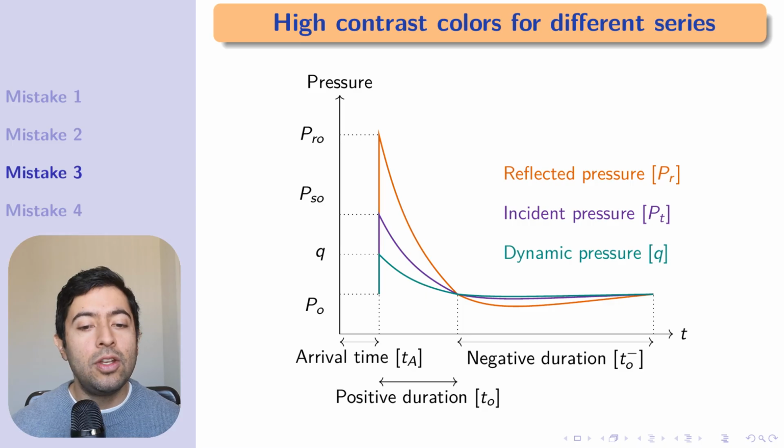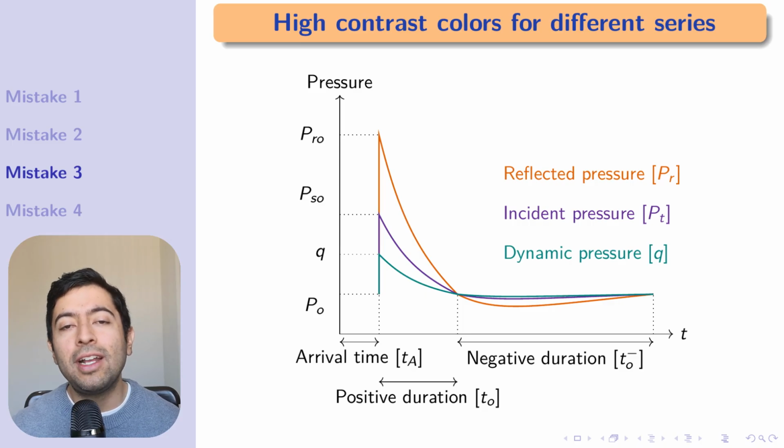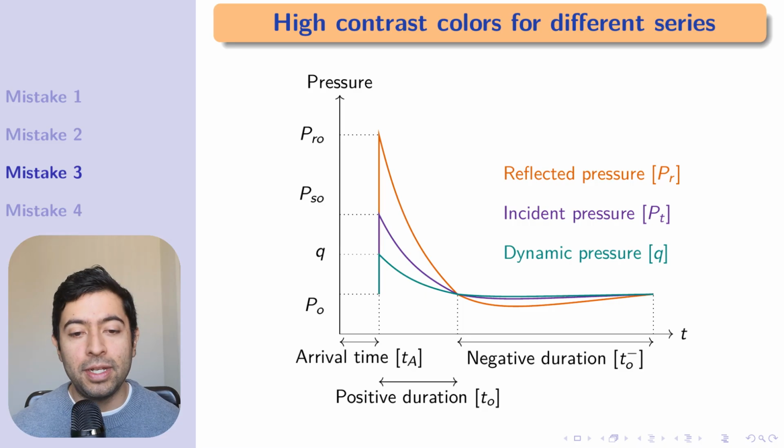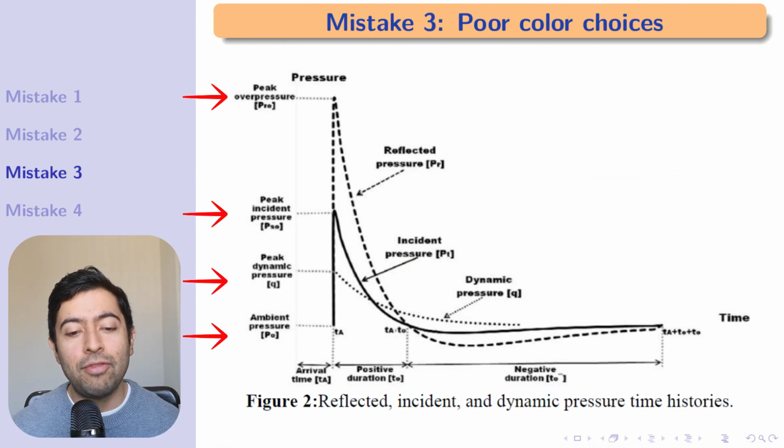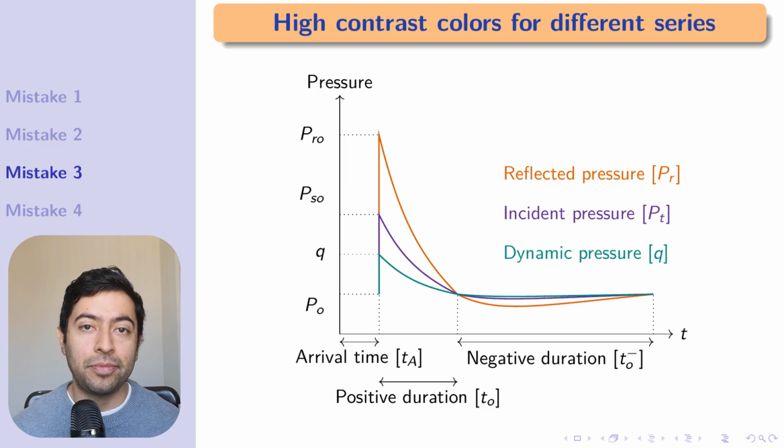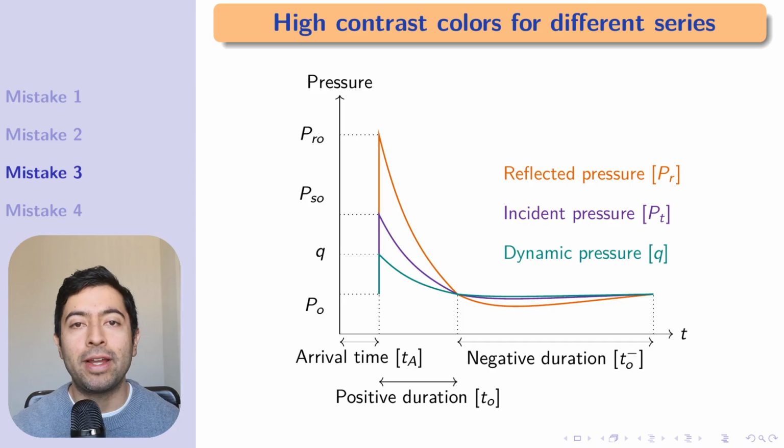Notice as well that I've also decluttered the image a little bit. If I go back, you see these long texts for every location: peak dynamic pressure, peak incident pressure, and so forth. I've eliminated them, and I'm assuming I'm going to explain this in the text of my paper, of my assignment, of my thesis. So this is an example of how to use colors properly.